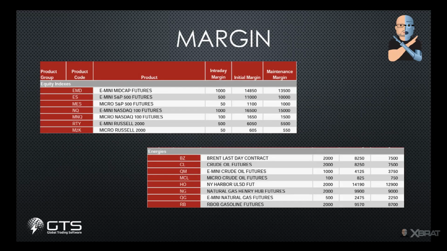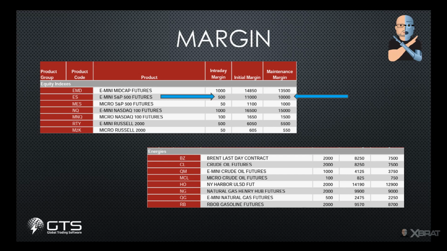So some examples. This is taken from NinjaTrader for the margins. So we can see here on E-mini S&P 500 futures, the intraday margin is $500. So to get in one contract of ES during the day is $500. And if you close it out for the end of the day, that's all you have. However, if you want to carry that over, that initial margin is $11,000. And that maintenance margin going forward, days and days and days, is $10,000.